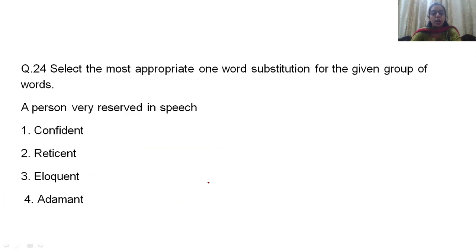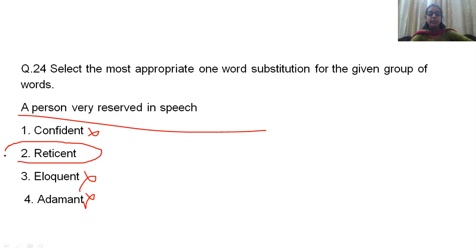Question number 24. Select the most appropriate one-word substitution. A person very reserved in his speech. A person who is reserved, shy in his speech, speaks very briefly and less. Confident? No. A confident person speaks in a very bold manner, not in a reserved manner. Eloquent, adamant, no. Reticent is the correct answer for this question.